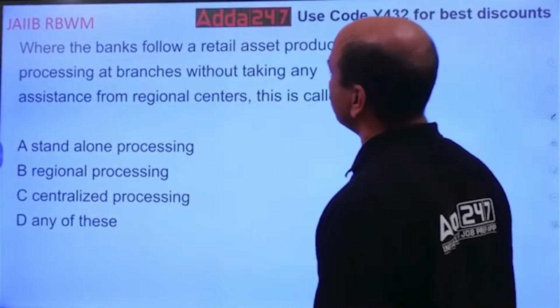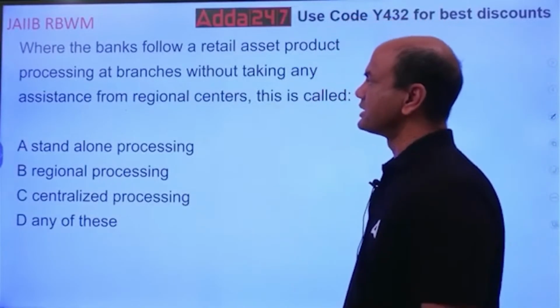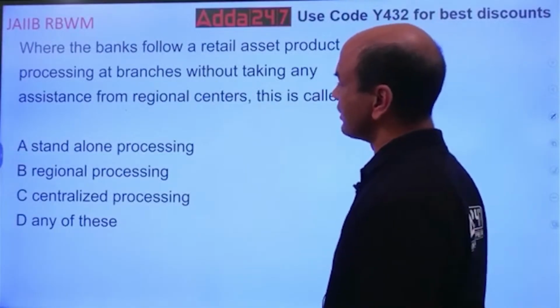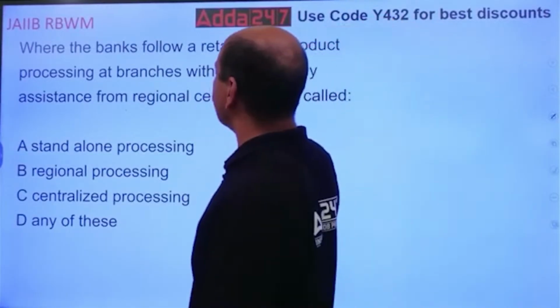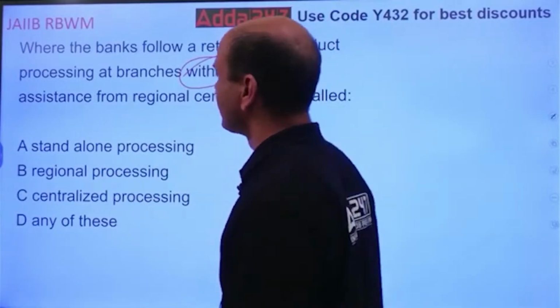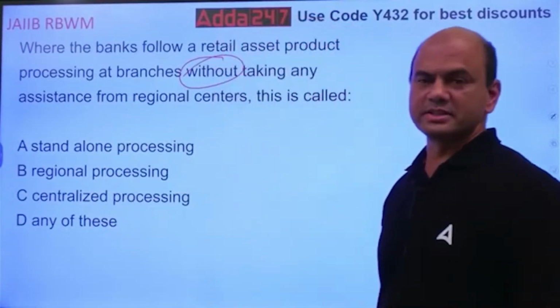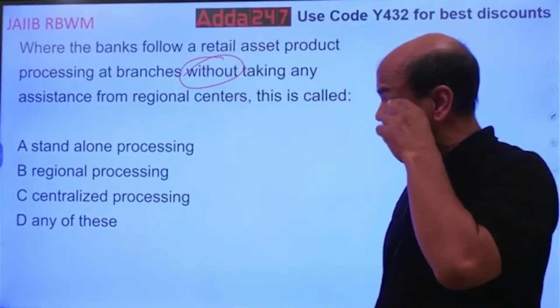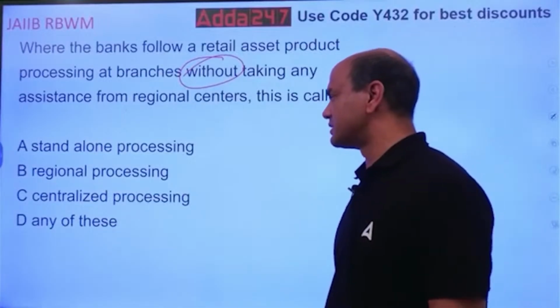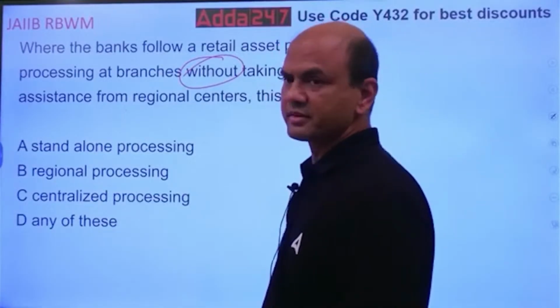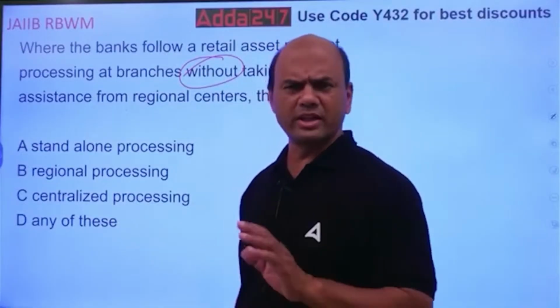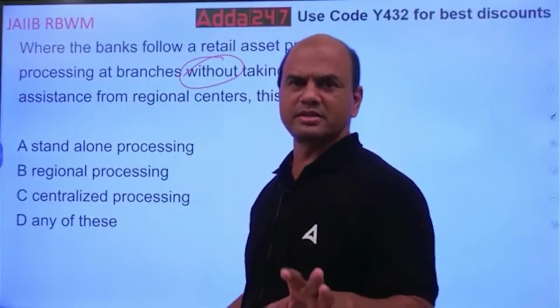Where the banks follow retail asset product processing at branches without taking assistance from the regional centers, it is called what? This is simple: standalone, regional, central, any of these. The banks don't take the help; everything is done by the branch.